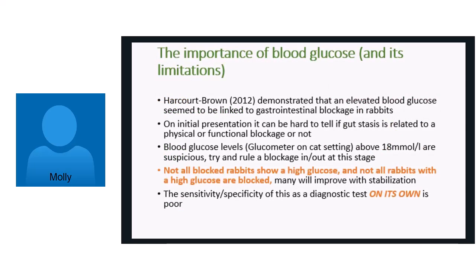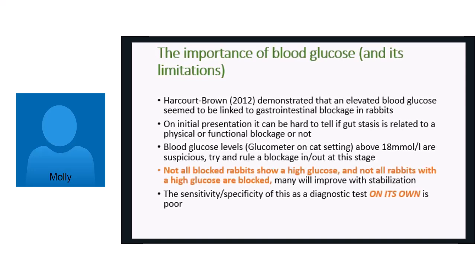So I want to address taking the blood glucose level because I think it's a very useful thing to do. But what we need to recognise is that as a test on its own, it certainly has its limitations. Francis Harcourt Brown published a paper with about 700 or 800 rabbits recorded within it that demonstrated that elevated blood glucose levels seem to be linked to gastrointestinal blockage in rabbits. So far so good. That's a useful thing in order to discriminate between simple ileus and gastrointestinal blockage. And actually that's quite a key thing once we start to think about treating these guys.